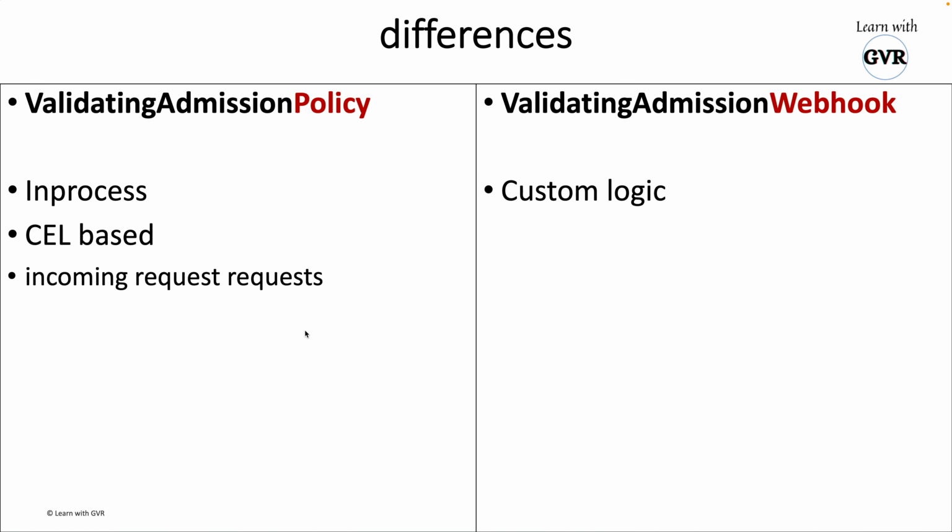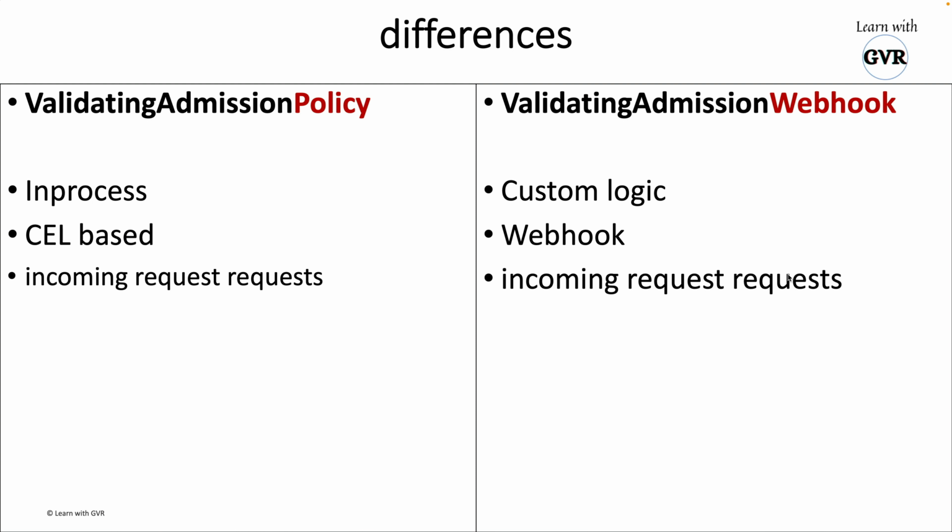The other one is the incoming request. Of course, this works purely on the entire incoming request. And a webhook is definitely a webhook: you have to host a webhook which will take care of the actual logic, but here you are using in-process logic, and this is also on the incoming request. So this is very high level. I hope you understand what this webhook and policy are, right? It's simple from the name itself, and these words you should remember. That's it. Now the demo time.